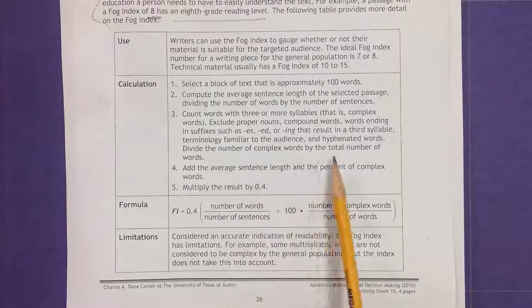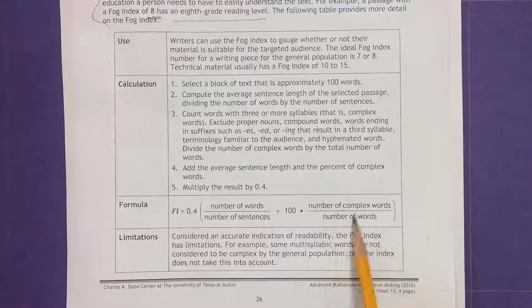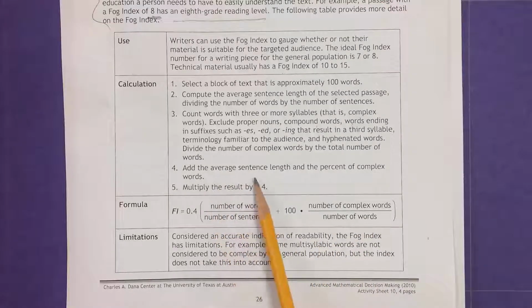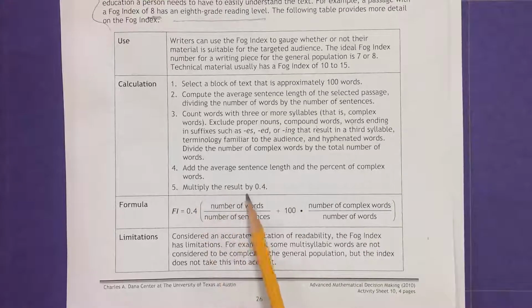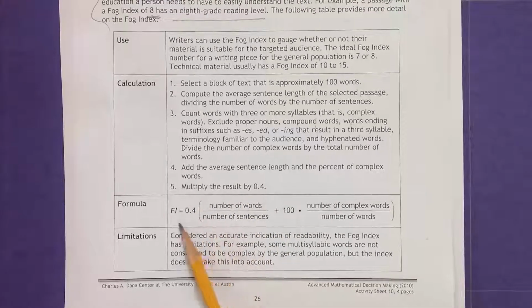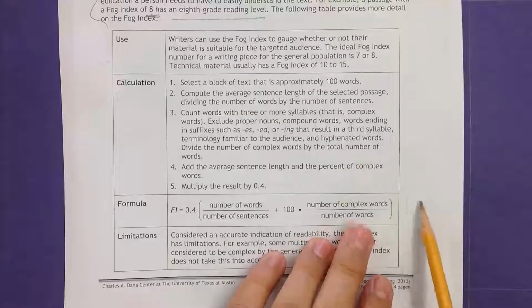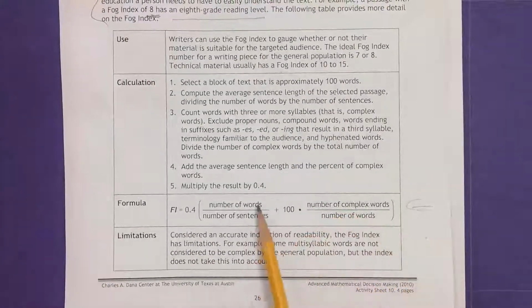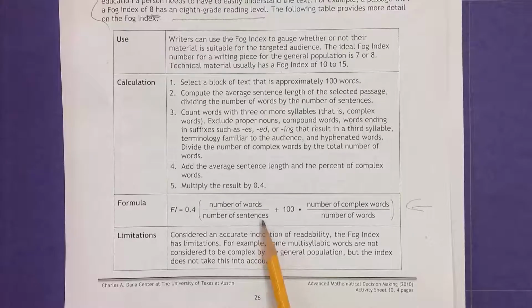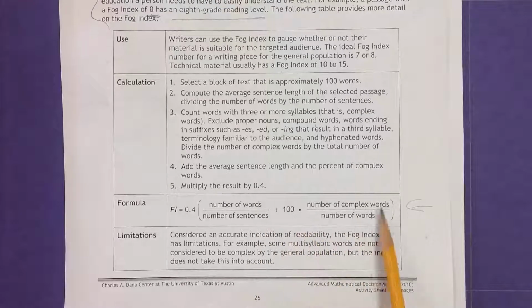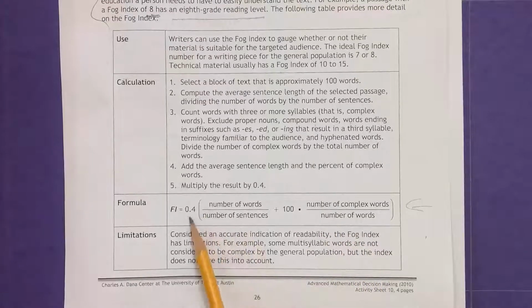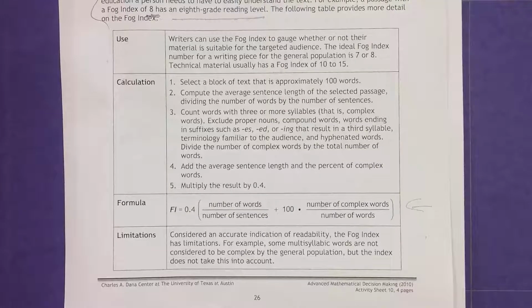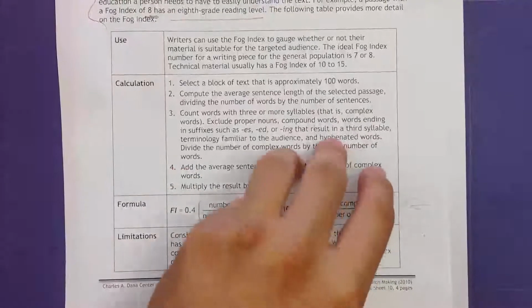Divide the number of complex words by the total number of words. Add the average sentence length and the percent of complex words. Multiply the result by 0.4. So we have this formula: the number of words divided by the number of sentences, plus 100 times the number of complex words divided by the number of words, and you multiply that by 0.4. It's just to find out what the readability of it is.